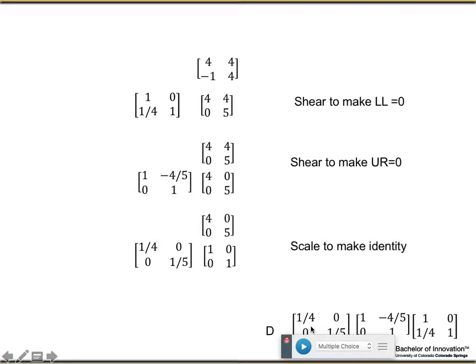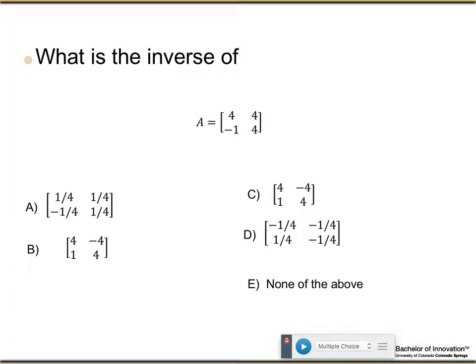Any questions on that? I can guarantee your midterm will have a do Gaussian elimination question. So if you struggle with this one, do a few more practice ones.